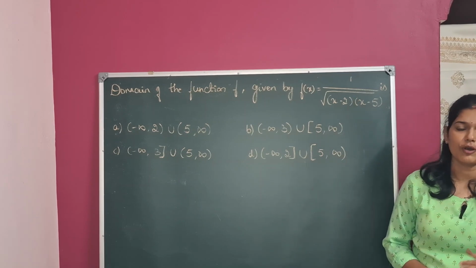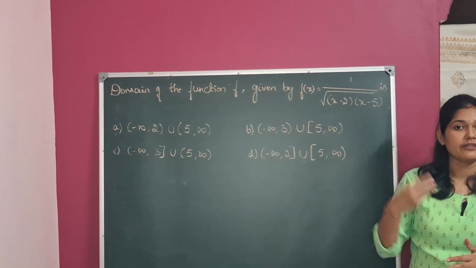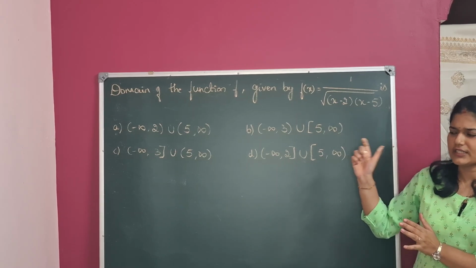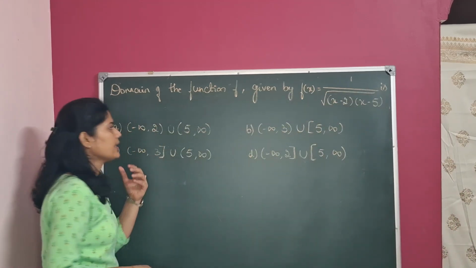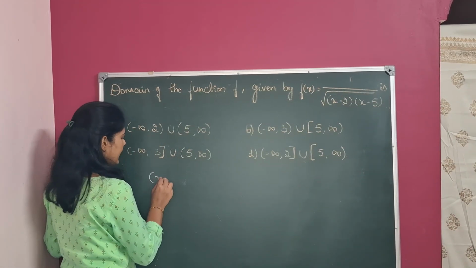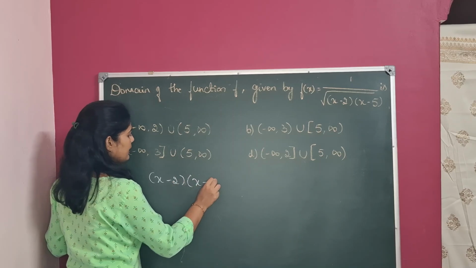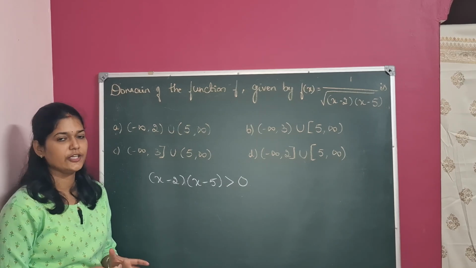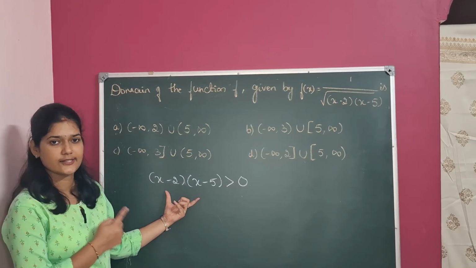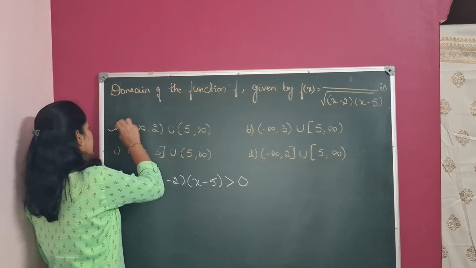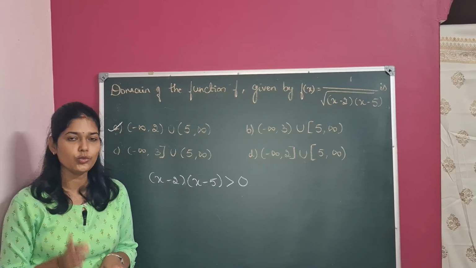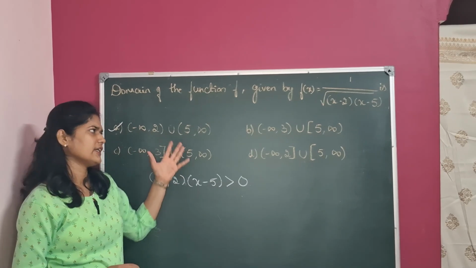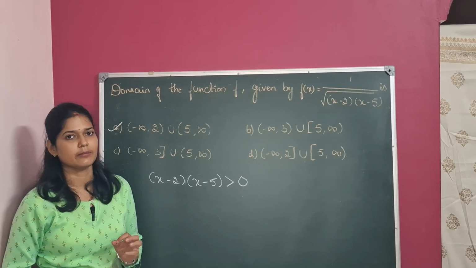Here we have to find the domain of the function. The function is of the form 1 by root of p of x. In the previous video, I had given how to find the domain of the specific functions. So for this function, the domain will be p of x greater than 0. That means (x minus 2) into (x minus 5) must be strictly greater than 0. And I have also given another video related to inequalities. So the solution of this inequality will be the open interval minus infinity comma 2 union the open interval 5 comma infinity. That is option A. You can check there; easily you can solve this problem. So the answer will be option A.